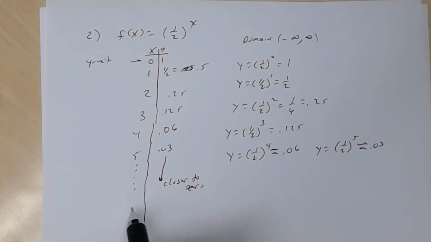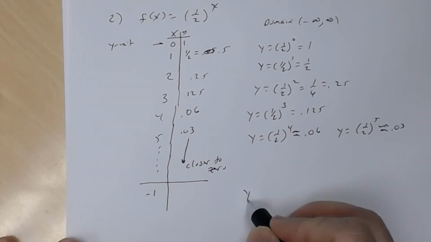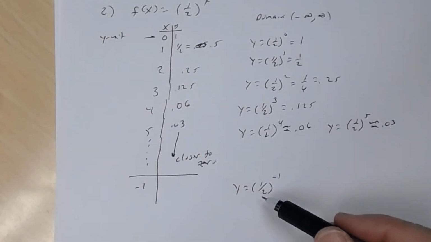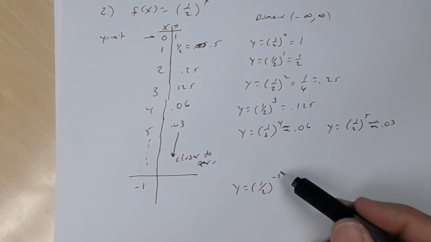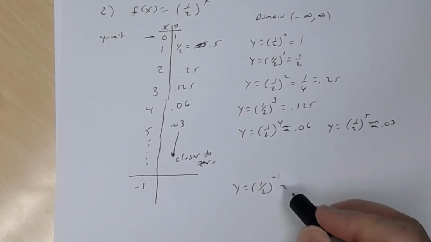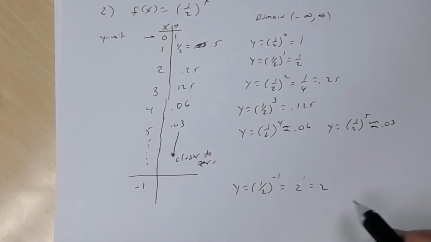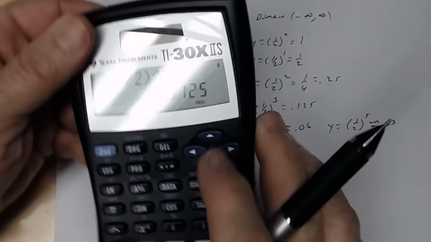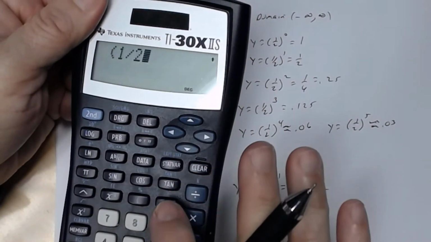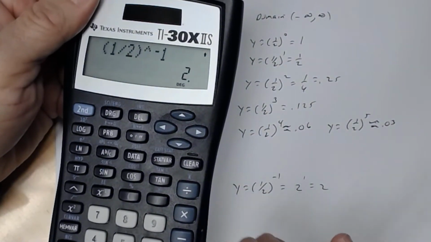So let's look at some negative numbers now. We looked at positive numbers. Now let's look at negative numbers. If x is -1, I get y equals 1/2 to the -1. And remember, you learned in the previous course that when you have a fraction raised to the negative power, to make that power positive, you just take the reciprocal of the base. So the reciprocal of 1/2 is 2, and this becomes 2 to the first, which is 2. Even if you didn't know that, just use your calculator. You'd say parentheses 1 divided by 2, close parentheses, raised to the -1 power, and notice you get 2.